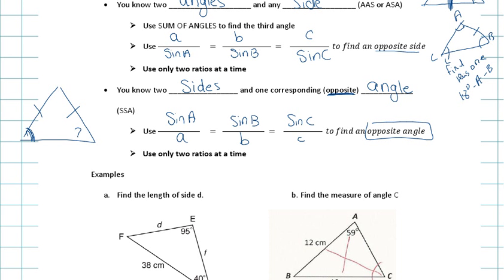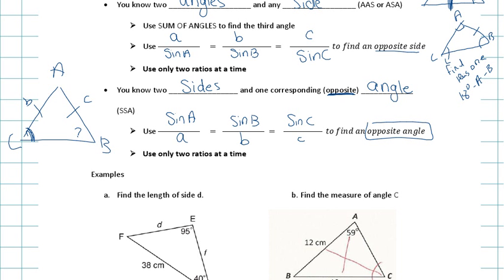Okay? So let's name this. So I have A, B, C. I know angle C and I know side C, correct? So I can use this. I know side B and I'm looking for angle B. So I can use this. So in this case, I'm going to have to use sine B over B equals sine C over C. Right? You know sine C, you know C, you know B, you're looking for this. Make sense?